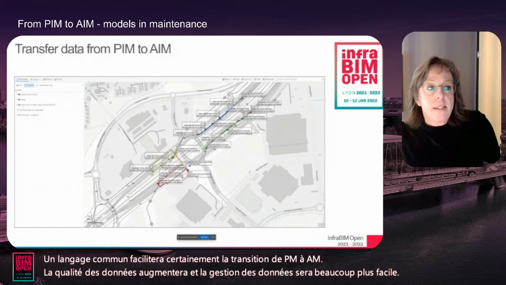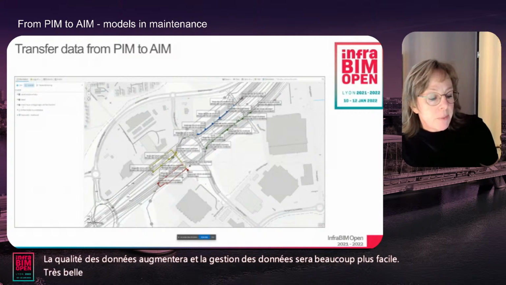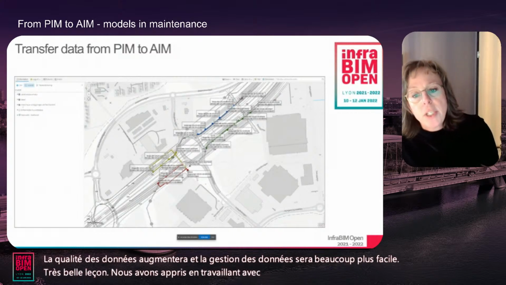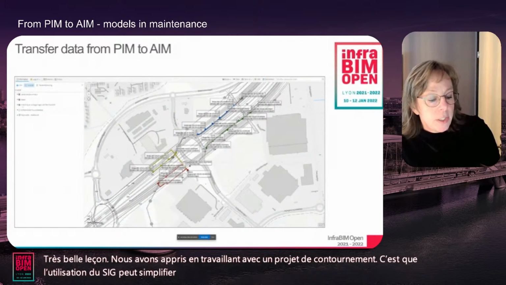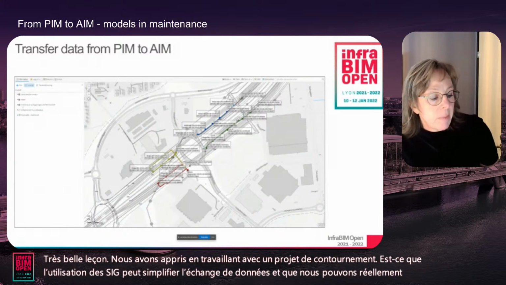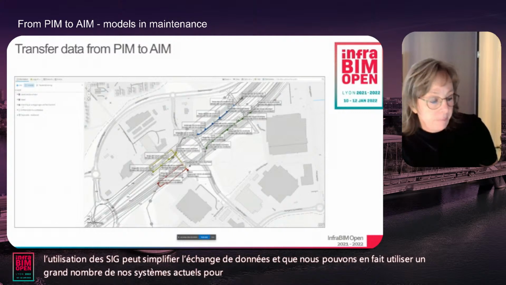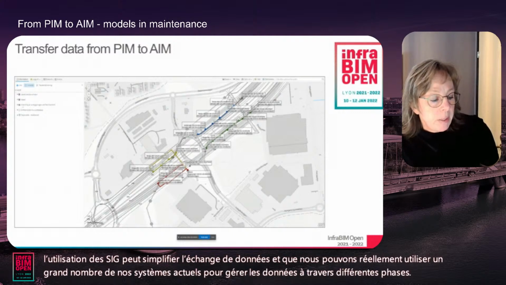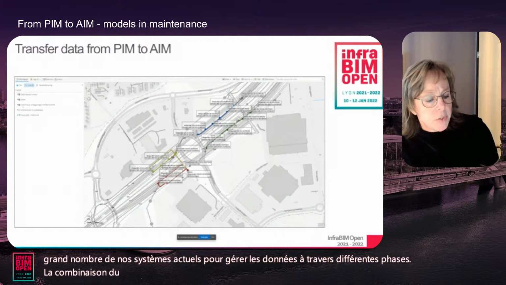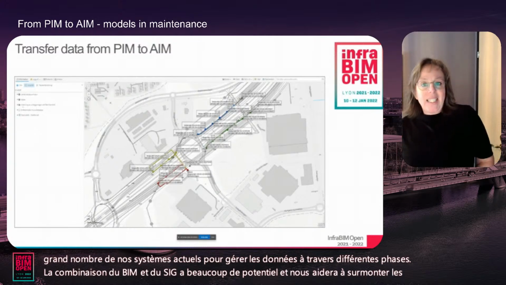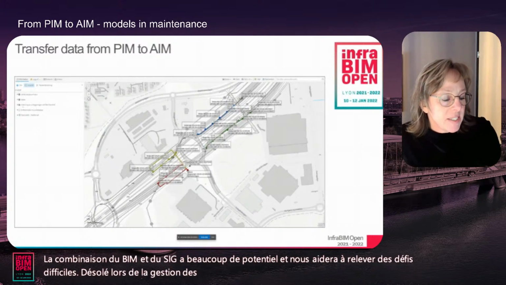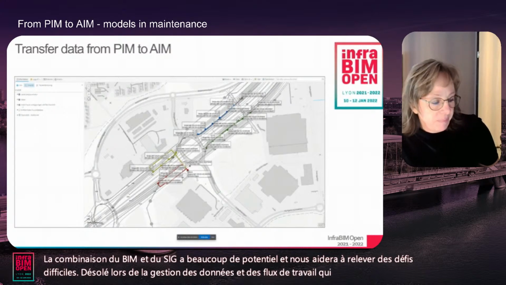A very nice lesson we learned when working with the bypass project is that the use of GIS can simplify the exchange of data, and that we can actually use a lot of our current systems for managing data through different phases. The combination of BIM and GIS has a lot of potential and will help us to overcome challenges when managing data and workflows that include different stakeholders and different phases.